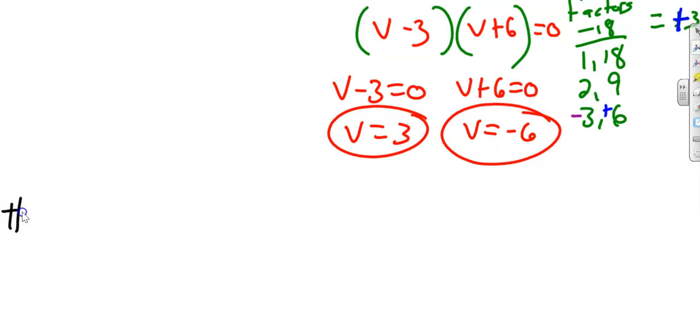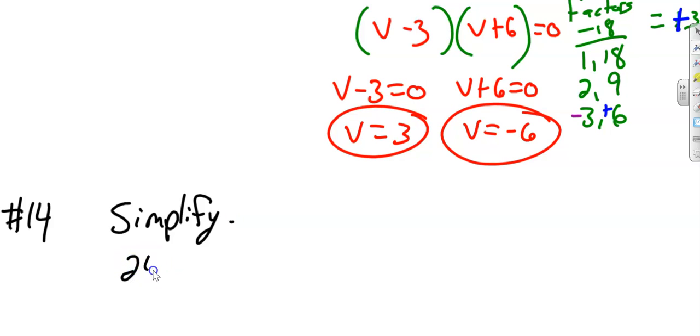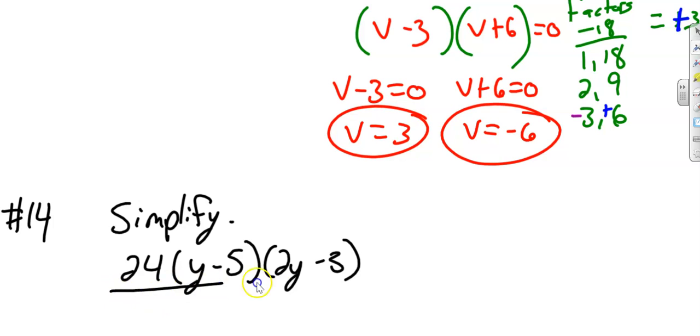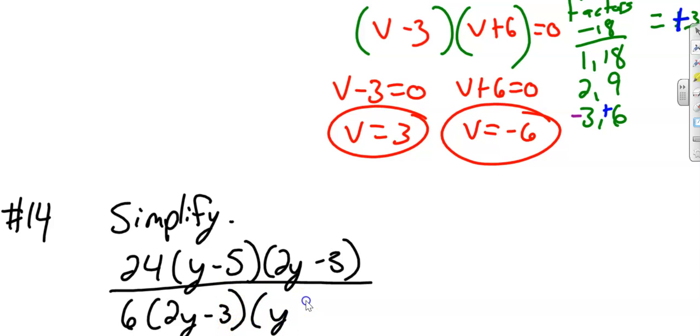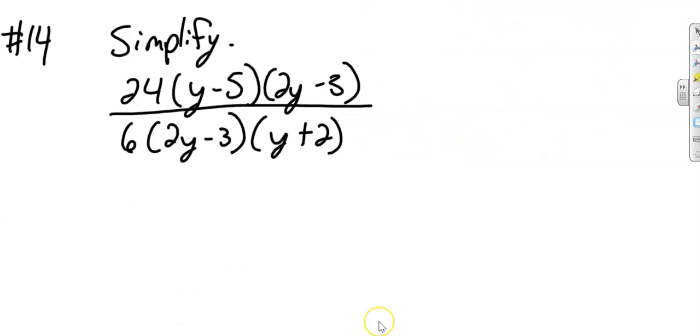All right, back on the evens here. Number 14, this one just says simplify. We have 24 times y minus 5, 2y minus 3, and then 6 times 2y minus 3 and y plus 2.